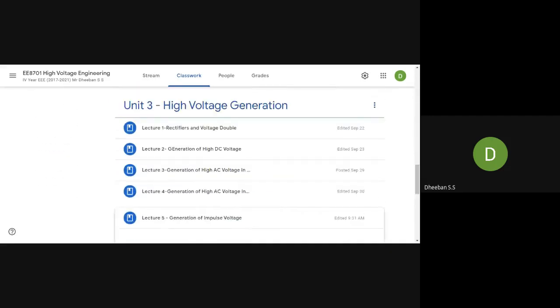So your third unit comprises your high voltage generation and high current generation techniques. In this we have covered how the high DC voltage is generated, high AC voltage at normal power frequency, and high AC voltage at very high frequency. So the last class we dealt with your Tesla coil.